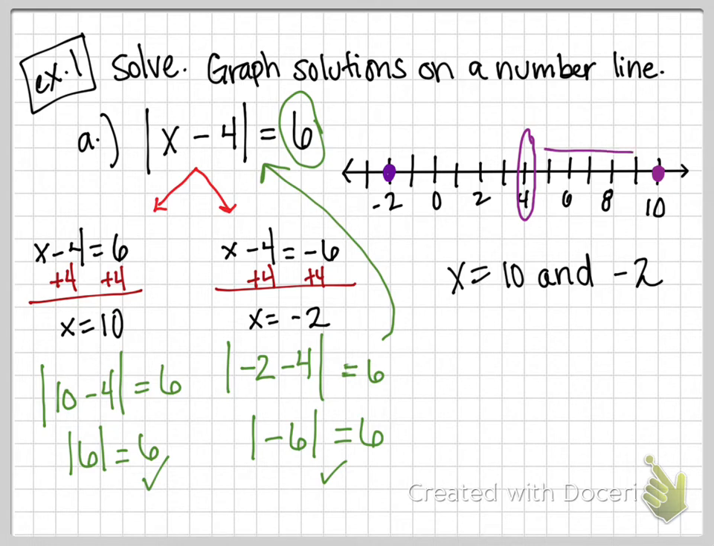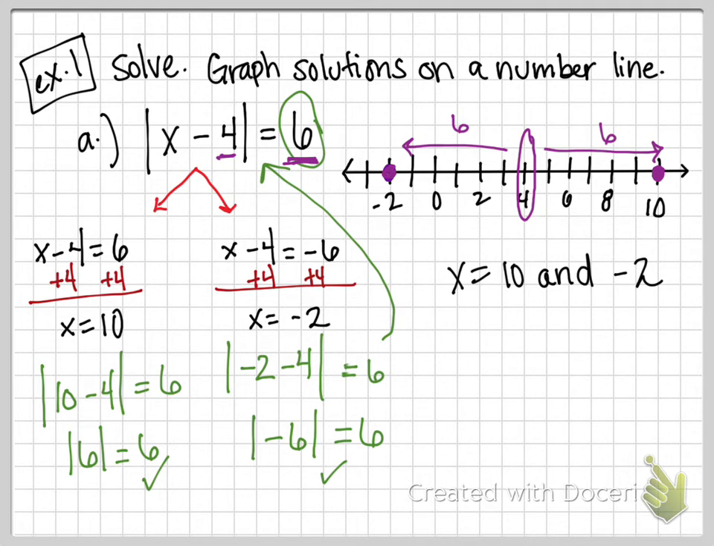How far is 4 from 10? 6. How far is 4 from negative 2? 6. Okay, what do you notice about how that correlates to this? Showing that A equals 6. It will always be the distance. The absolute value will always be the distance from your answers.